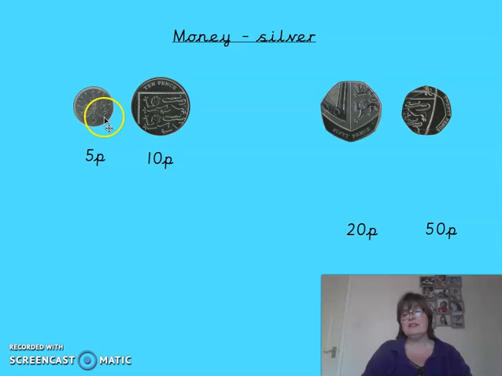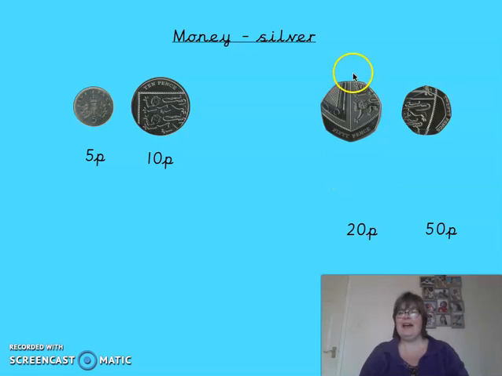And can you see again, the smaller curved silver coin is worth less than the larger silver curved coin. So we have 5p and 10p. And obviously 5p and 10p are worth more than our bronze, our 1p and our 2p.